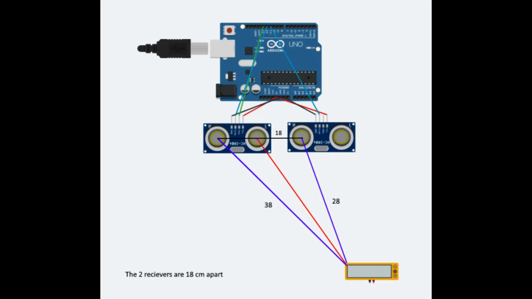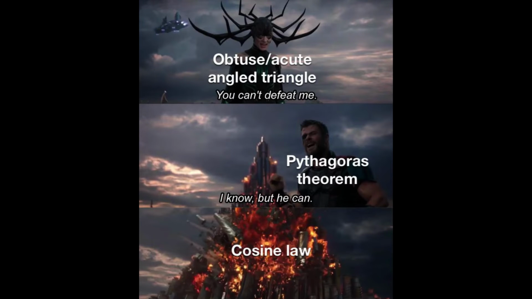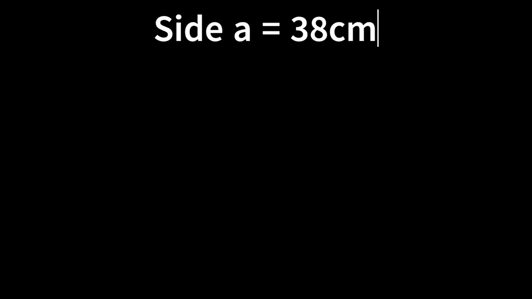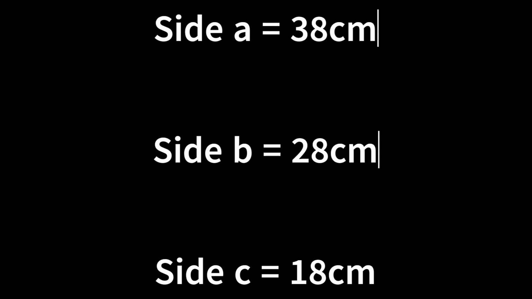With this knowledge, we can find the angles that the sensors read from. But to get an angle and a distance from the source requires some triangular thinking. We essentially need to record the length and distance of the red line. To start, we work out all the angles in the blue triangle. To do this, we use the law of cosines, where we know 3 sides. We know side A, which is 38 centimeters, side B, which is 28 centimeters, and side C, which is 18 centimeters.